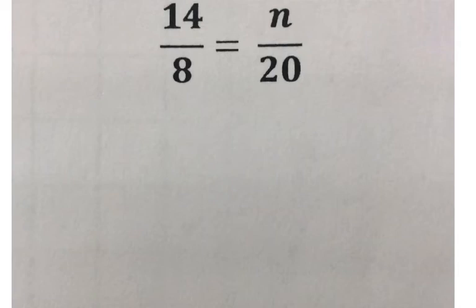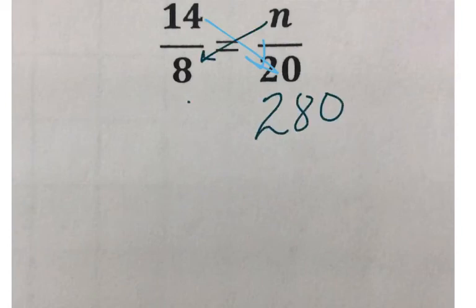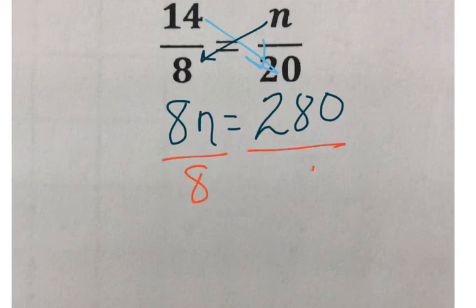All right, let's look at this example. Okay, so 14 times 20 is 280. And then 8 times n is 8n. All right, there's your equation. So to solve that, I have to undo that equation. So the opposite of multiplying by 8 is dividing by 8. So I'm going to do that on both sides. Over here, I'm left with just n.